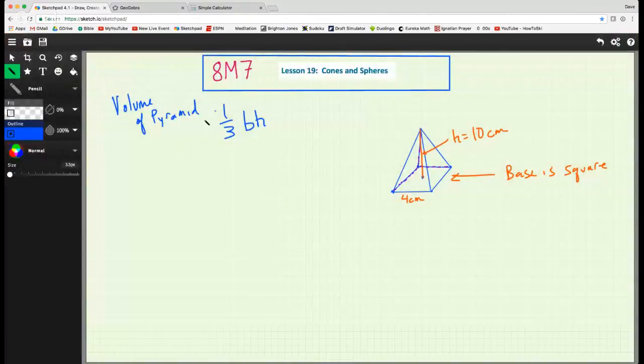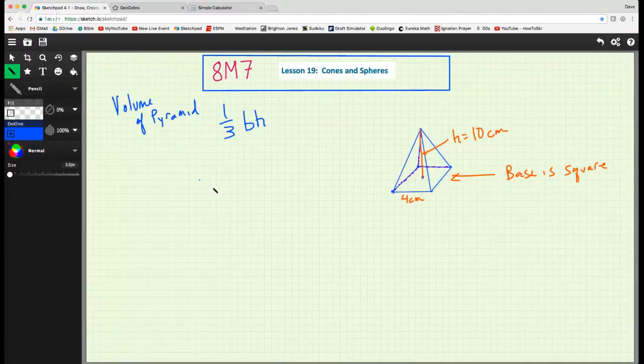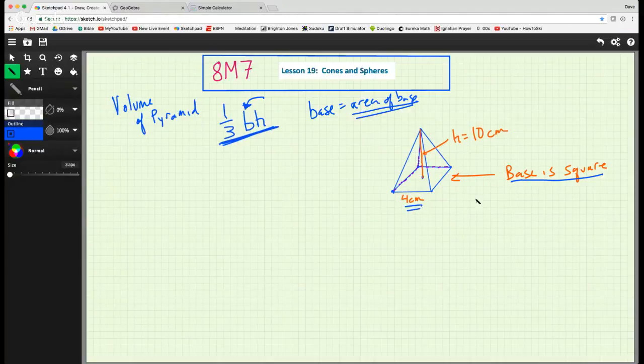Then we're going to just apply this and find the volume of our pyramid. Now, a volume of a pyramid is 1/3 of the base times the height. And the key is often finding this base. Let's see if we can find the area of the base. Base equals the area of the base. We just say base for short, but the base is an area. So if I'm telling you the base is a square and one side is 4, how big is this area?